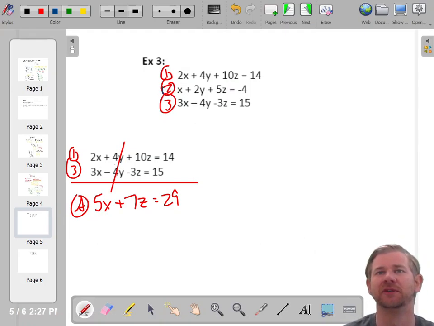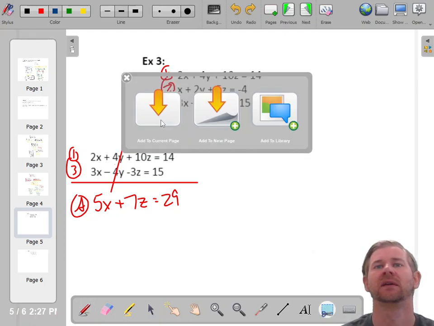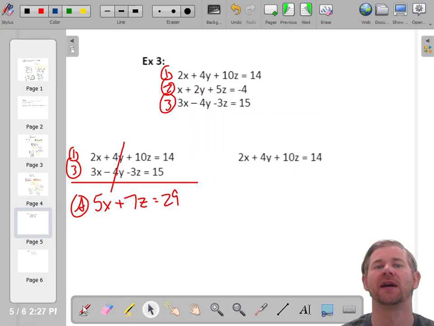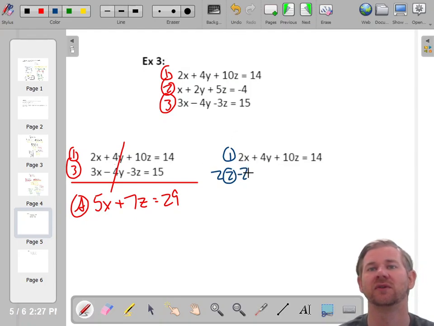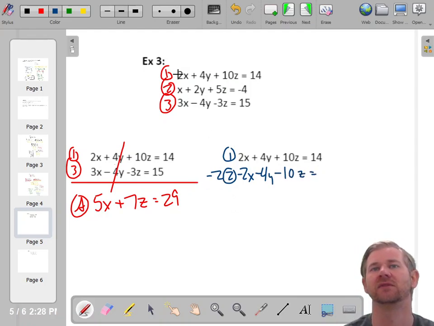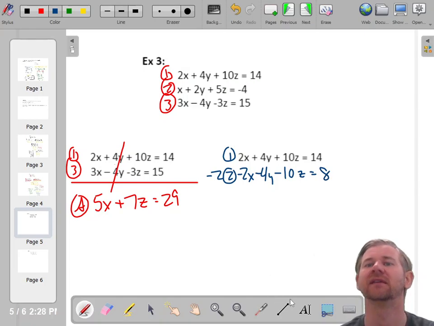It doesn't really matter how we do this. Let's pick those two, but I have to double this one. So I'll take line 1. That's fine. And then I need to double line 2. So 2 times line 2. This is line 1, double line 2. 2x. Oh, make it negative as well. So it'll be negative 2x minus, I'm multiplying by negative 2. So negative 2x, negative 4y, negative 10z, negative 4 times negative 2 is positive 8.